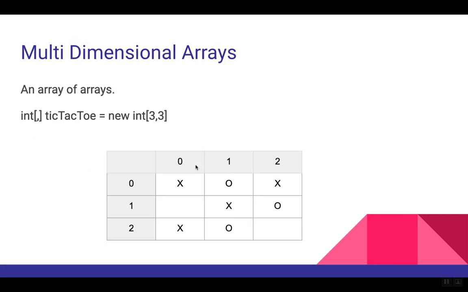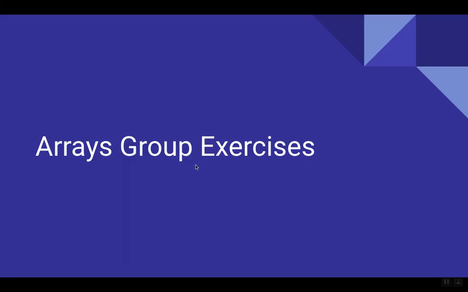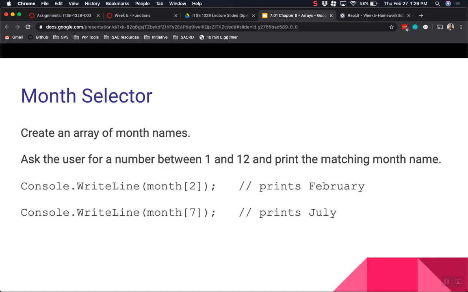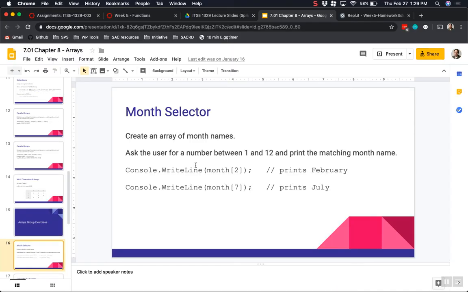Okay. Multi-dimensional arrays, which we're not going to talk about today. Okay. So let's do some examples. Let's solve this one. Create an array of month names, ask the user for a number between 1 and 12, and print the matching month name.